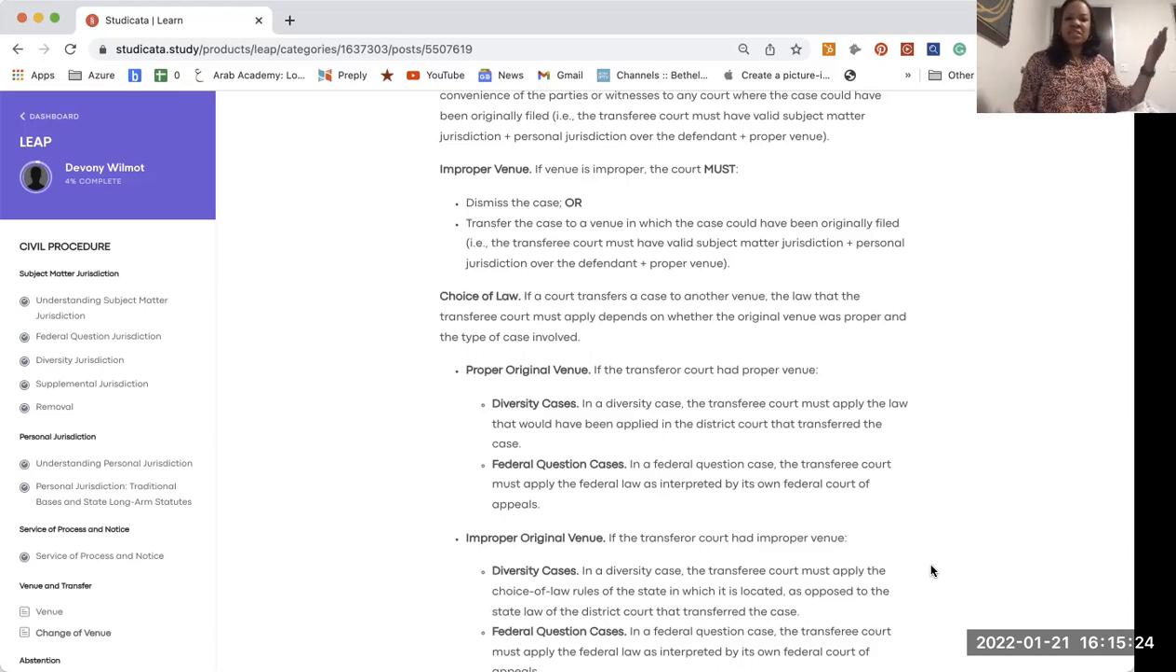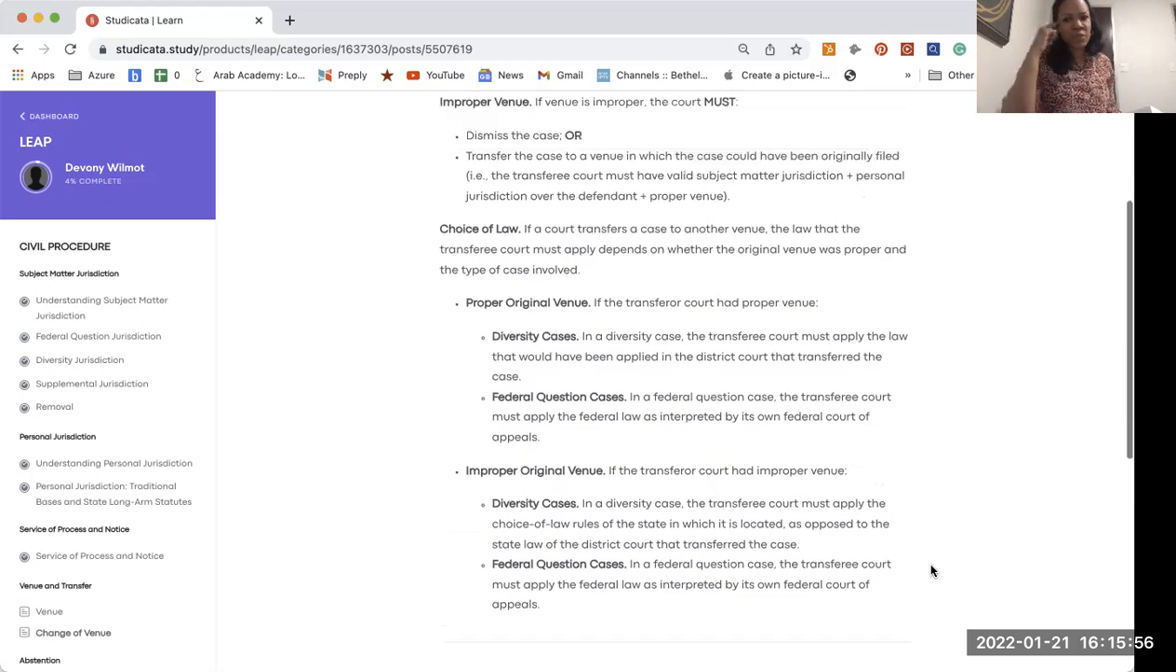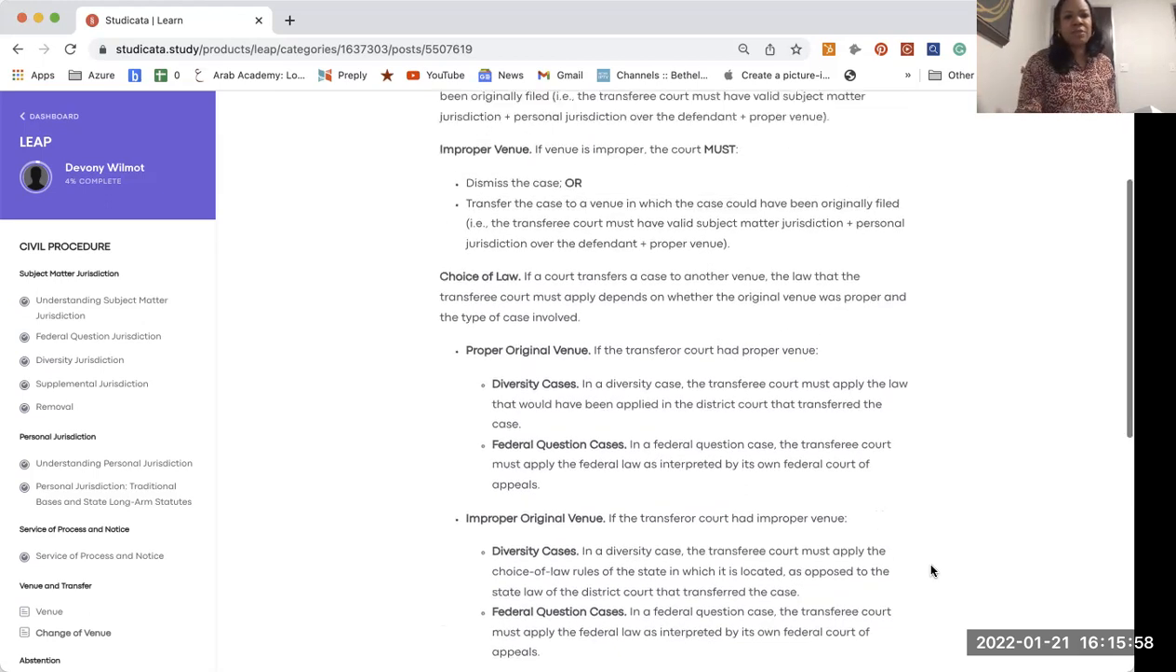So in diversity cases, it's the law of the former court, the original court, the district court of that area that transferred the case. In federal question, you have to apply the law of the federal court of appeals in that area. All right, so there's the difference. Diversity cases, the law from the old district court. Federal question cases, the law by its own federal court of appeals. Sorry to repeat it so many times, but I just wanted to make sure that it's in my mind, and hopefully that helps it get into yours.